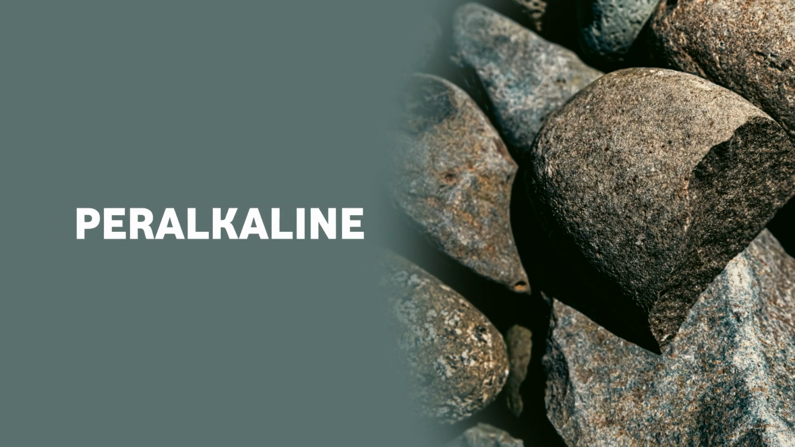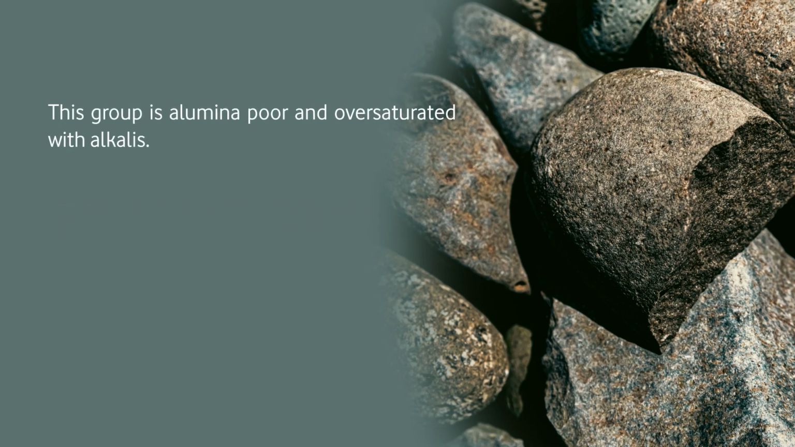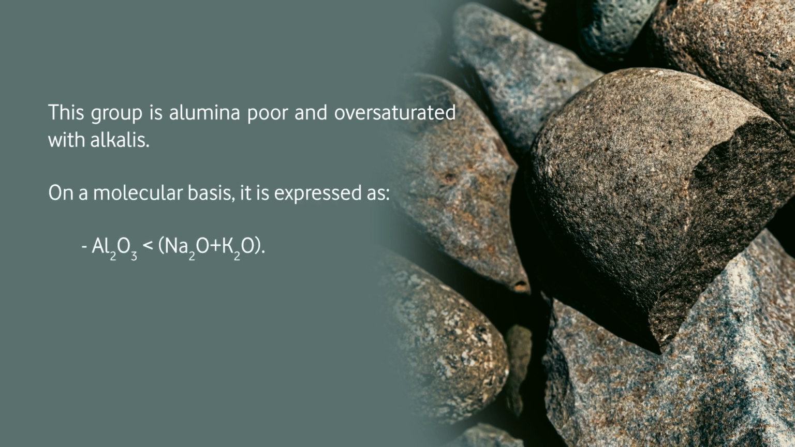Then we have the peralkaline igneous rocks. This group is alumina poor and oversaturated with alkalis. On a molecular basis, it is expressed as Al2O3 being less than Na2O plus K2O. Here the A by NK value, that is Al2O3 by Na2O plus K2O, is less than 1.